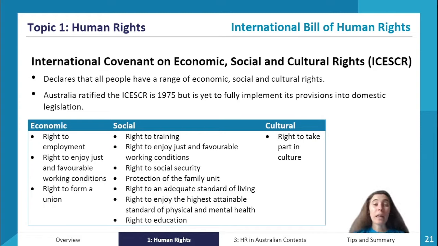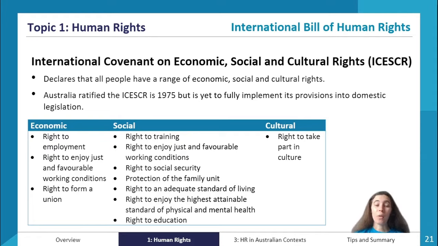And another one is the International Covenant on Economic, Social, and Cultural Rights. So this declares that all people have a range of rights in these areas, and we can see some examples down the bottom here. You can see that there are a lot of social rights, but in terms of economic, right to employment, right to enjoy just and favorable working conditions and to form a union as well.